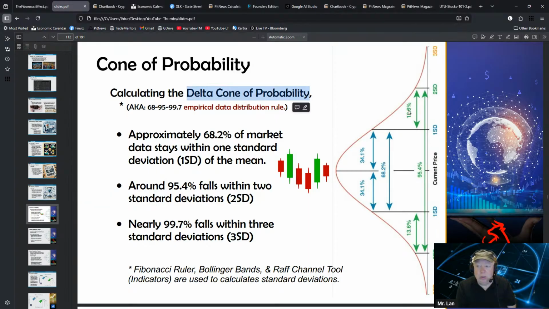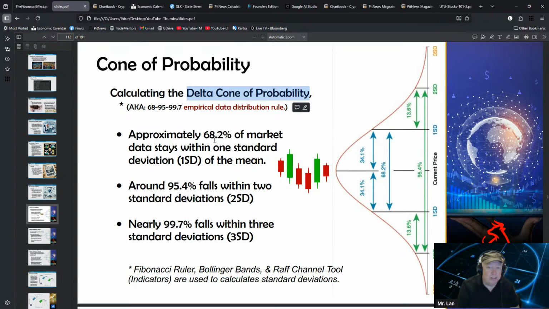Now, this is what the delta cone of probability is. If you've ever seen a standard deviation bell curve, I turned it on its side because markets go sideways. If you turn it upright, that's how you're going to see it in most books and lessons that are teaching you about probabilities. So I turned it sideways just because markets trend sideways. They don't go up and down like this. They go sideways. So what we're doing is we're looking at the probability of the market rising or falling.